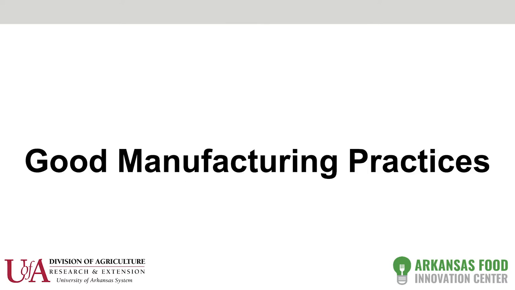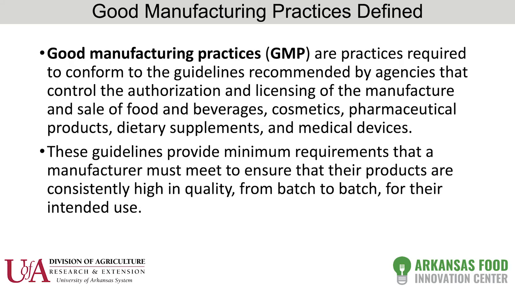Good manufacturing practices, or GMPs, are used in food manufacturing facilities to ensure that food products are high in quality and to reduce chances of food safety issues. Defined more formally, GMPs are practices required to conform to the guidelines recommended by agencies that control the authorization and licensing of the manufacture and sale of food and beverages, cosmetics, pharmaceutical products, dietary supplements, and medical devices. These guidelines provide the minimum requirements that manufacturers must follow to make sure products are consistently high quality from batch to batch.